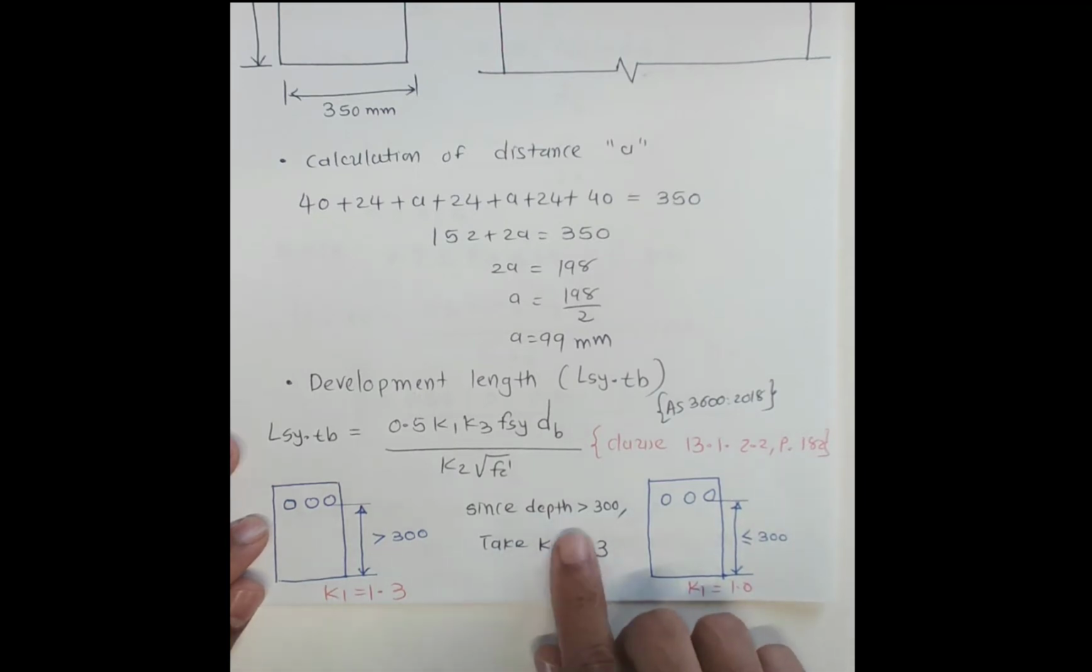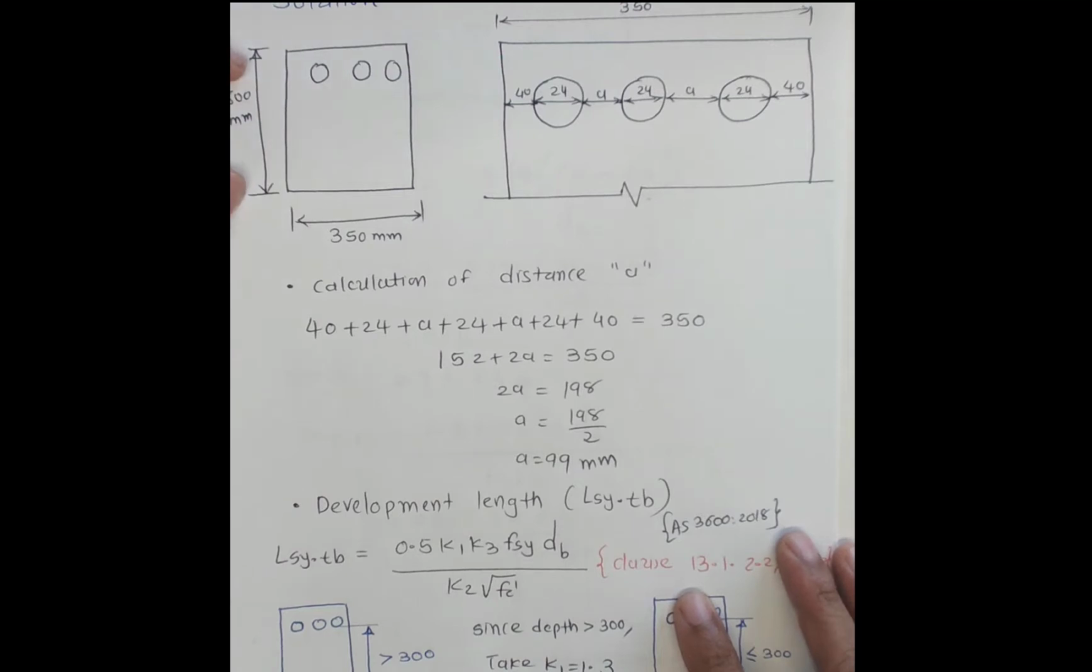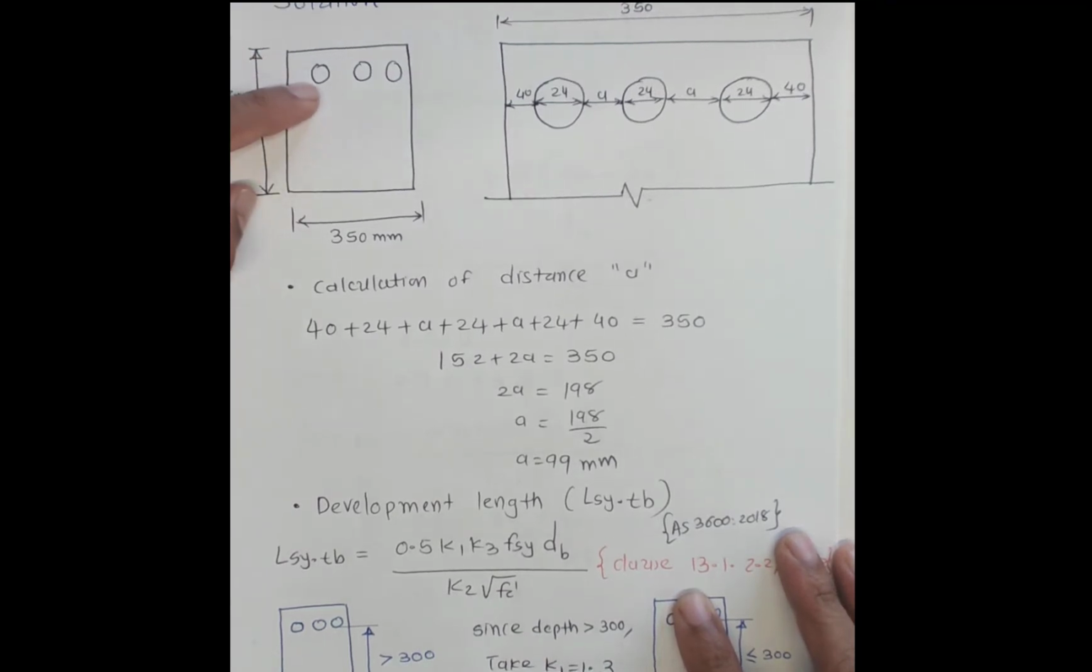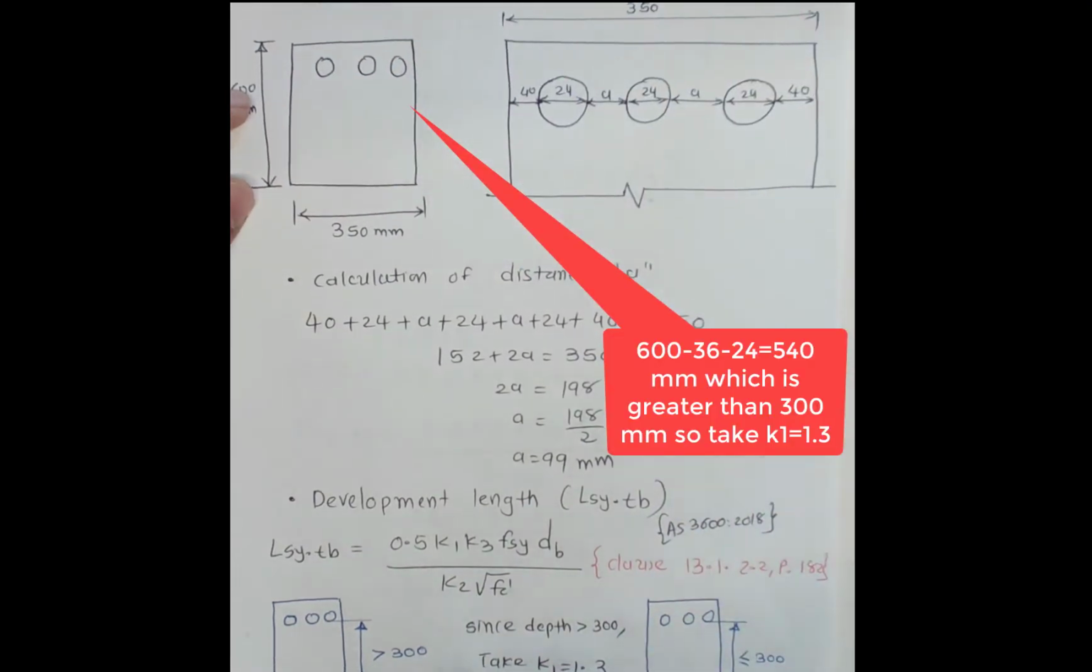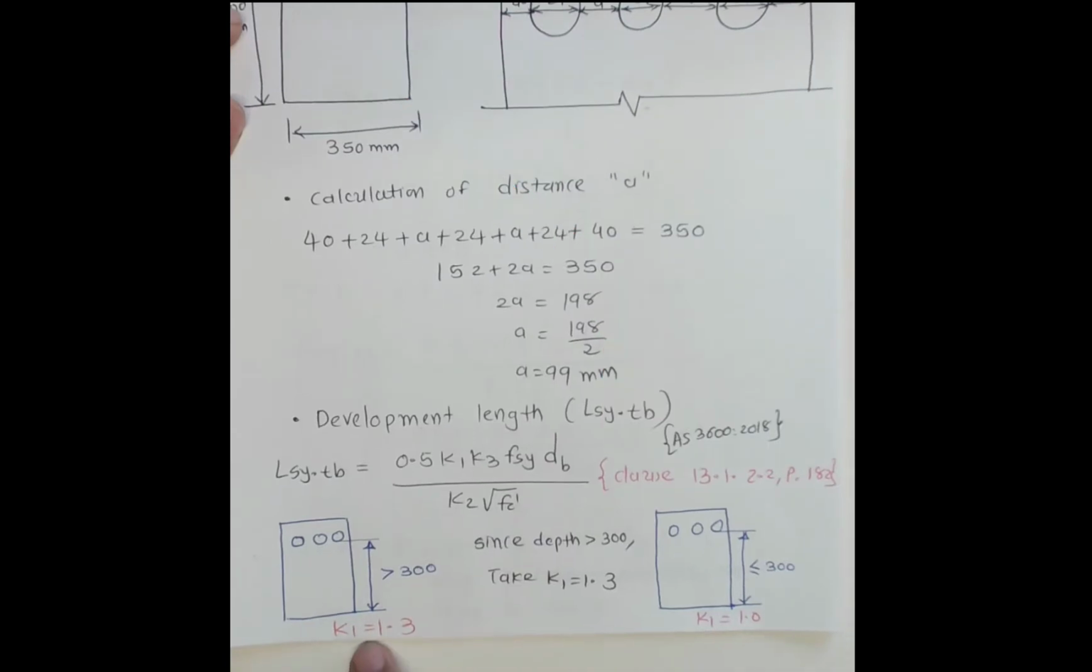So if you calculate the depth here, which is, let's say, 600, take away this 24, take away the cover 36, it would be more than 300. In that case we take the K1 value equal to 1.3.